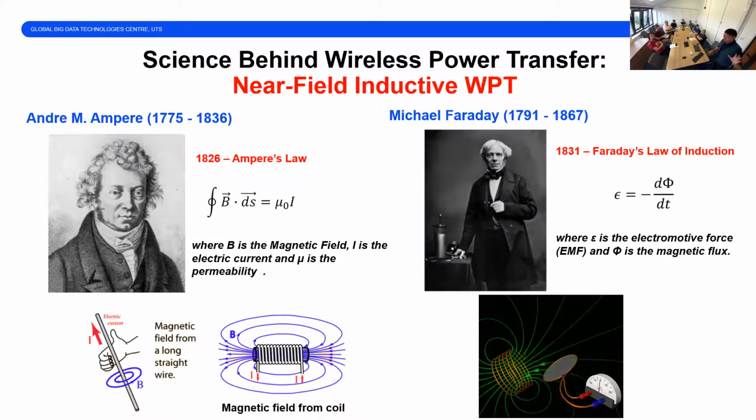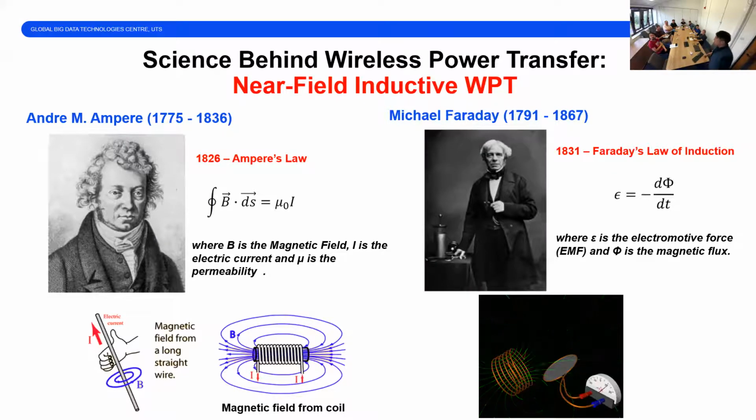So the scientific background can actually be dated back to the 2 gentlemen here. The first one is the French scientist André Ampère. He invented Ampère's law. From Ampère's law, we know that if we have a constant current, either flowing in a straight line wire or flowing in a coil, it's going to generate a magnetic field around it, right? So this is the classic Ampère's law. But Ampère's law tells the relation between the current and its magnetic field. This cannot make wireless power transfer happen.